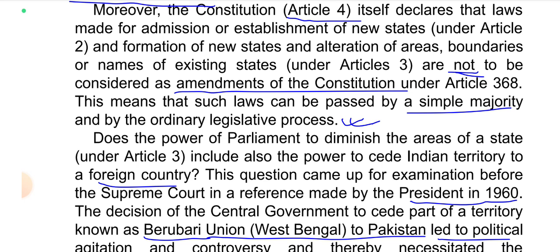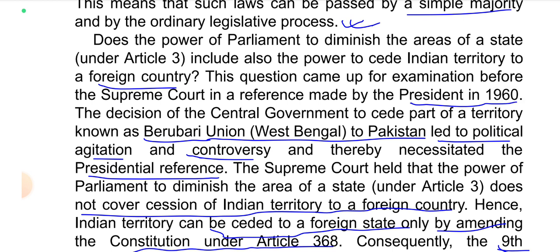Does the power of Parliament to diminish the areas of a state under Article 3 include also the power to cede Indian territory to a foreign country? This question came up for examination before the Supreme Court in a reference made by the President in 1960. The decision of the central government to cede part of a territory known as Berubari Union, West Bengal, to Pakistan led to political agitation and controversy and thereby necessitated the presidential reference. 1960 तब बांग्लादेश नहीं बनी थी तो इसलिए पाकिस्तान बोला जा रहा है.